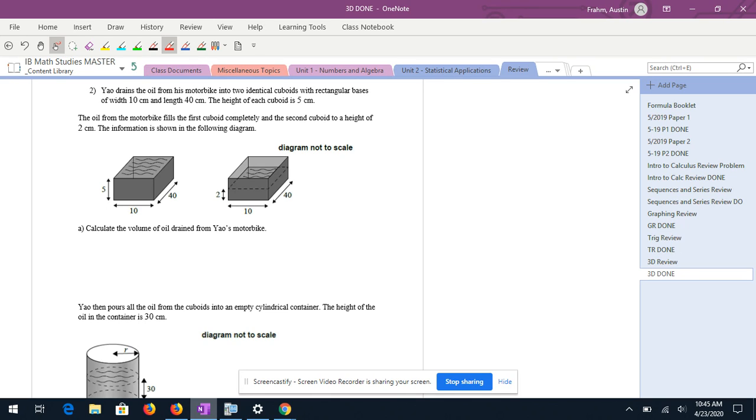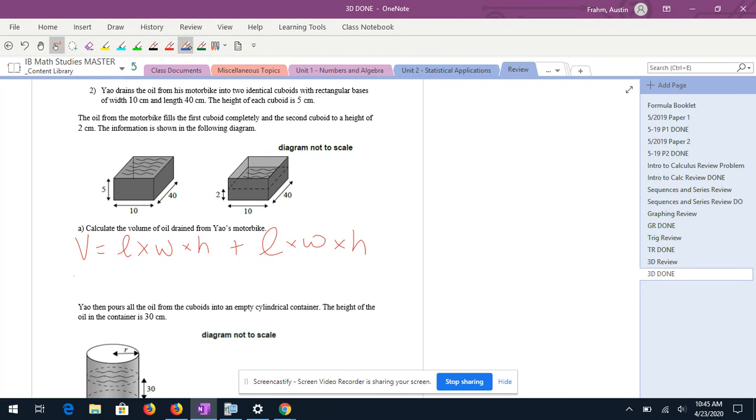All right, so we all know the volume equation of a cuboid or a rectangular prism is length times width times height. Okay, but there are two of them here. So when we're calculating the total volume of the oil, we need to do it twice. And we need to add them together since there are two of them.